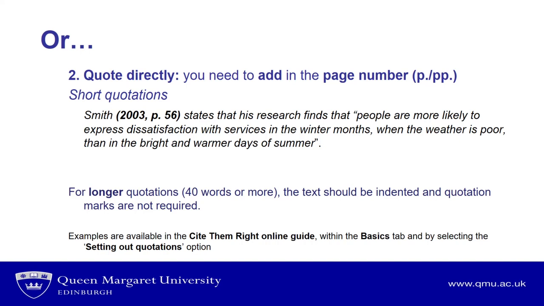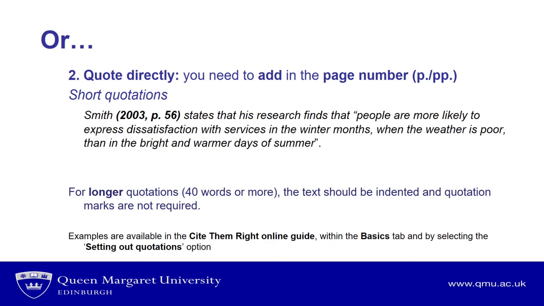If you choose to quote directly from a source, you also need to include within the citation the page number or page numbers that the quotation can be found. This follows the year of publication. In the example, you can also see that you need to place quotation marks around the quotation to make it clear where your words stop and somebody else's start.